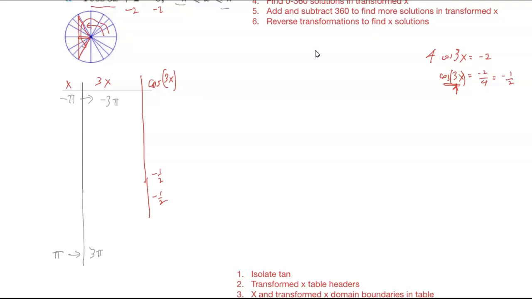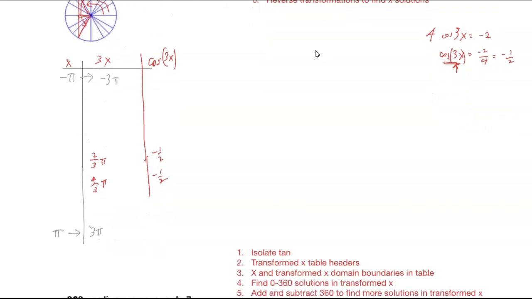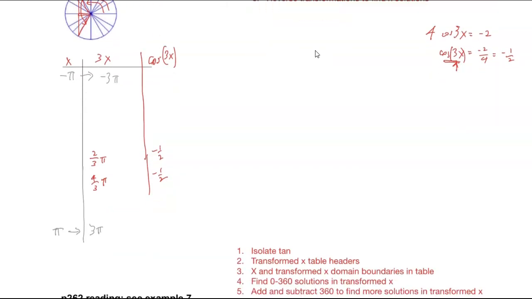240. So 120 degrees in radians is 2/3 pi. And then the other one is 4/3 pi. Okay, so I put down my two 3x domain answers, and those are the two memorized values between 0 and 3 pi. Okay, next step, we are going to add and subtract 360 to those proposed solutions until we go past our boundaries 3 pi and negative 3 pi.